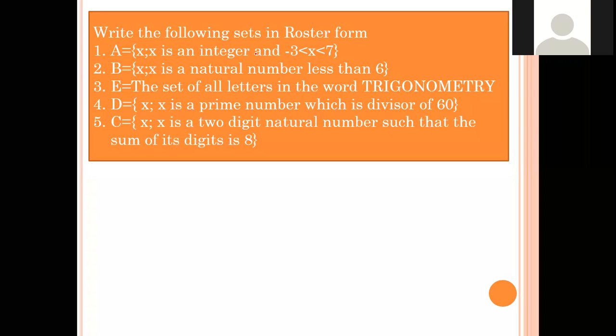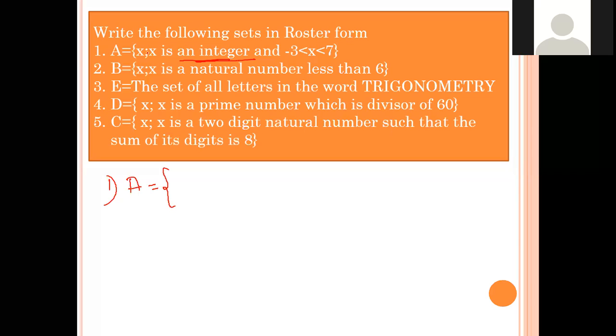In roster form, you have to list out the elements, that is, write the elements that satisfy this particular property. For example, if you take the first one, we generally represent the element by x.